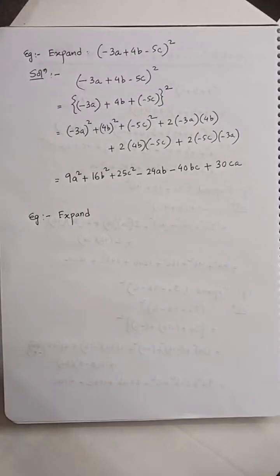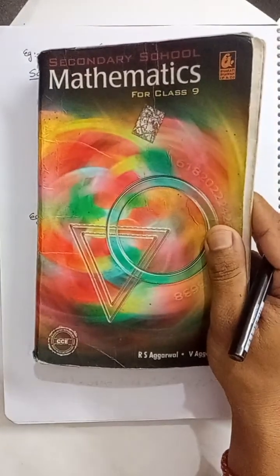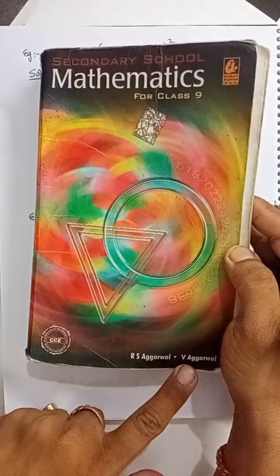In case you are wondering what books I follow, many books. This is one of them. Is it visible? Yes. So this is R.S. Agarwal and Veena Agarwal. Okay, this is a little bit older edition.